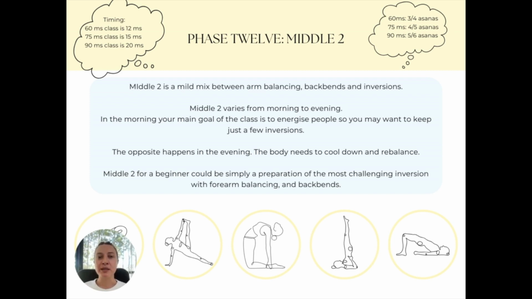The middle two is a mild mix in between the arm balancing, back bends, and inversion. Normally, it's very different for, as we mentioned before, morning to evening. Morning, normally you should keep 2 inversions, really, and in the evening you can increase the inversions. And so of course, if you have a beginner class with middle 2, you don't want to go too advanced and do like shoulder stands or handstand or even like headstand. You just want to do preparation to reach that pose.